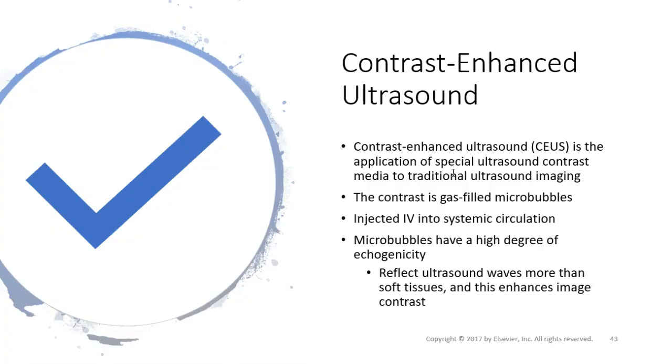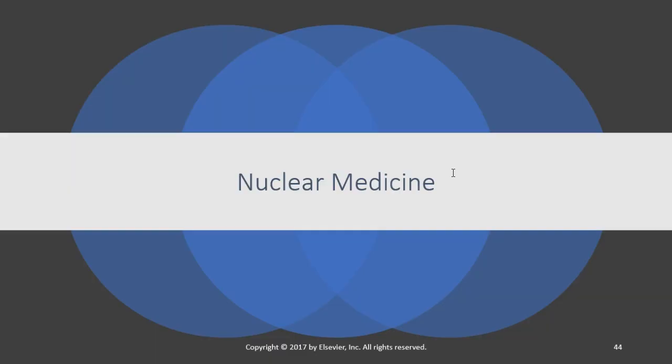Contrast-enhanced ultrasound. So contrast-enhanced ultrasound is the application of special ultrasound contrast media to traditional ultrasound imaging. The contrast is gas-filled microbubbles, and it's injected into the systemic circulation. These microbubbles have a high degree of echogenicity, so they reflect sound waves more than soft tissues, and this enhances image contrast.